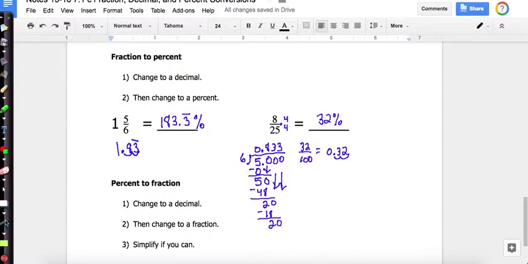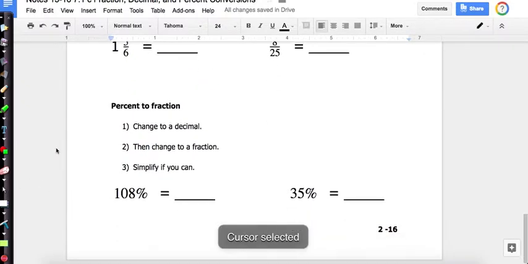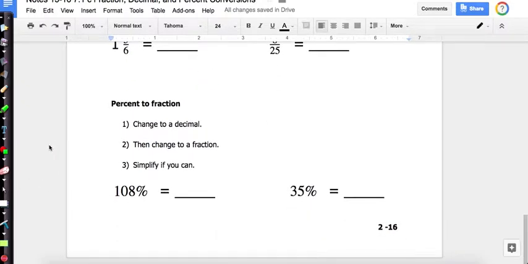Okay, now let's do our last section, percent to fraction. So let's move down to the bottom here. It says change to a decimal, then change to a fraction. Simplify if you can. Okay, whoa. So 108%. I want to change it to a decimal, so I know when I think of DP, I've got to move it 2 to the left. So I'm going to start here since there's no decimal, and I'm going to move it 1, 2. So we have 1 and 8 hundredths.